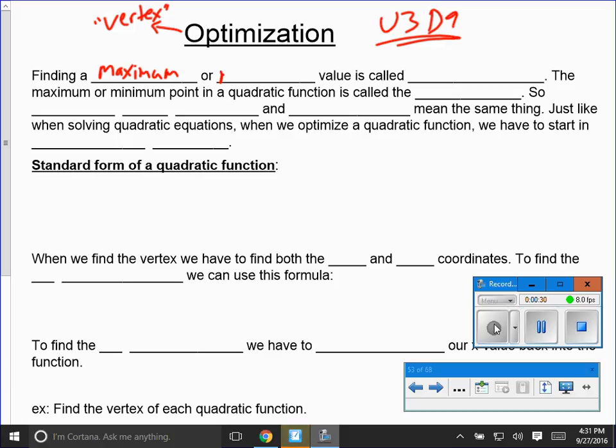Finding a maximum or minimum value. With a quadratic function, that maximum or minimum point is called the vertex. So when we say optimization or find the vertex with a quadratic function, that means the same thing.